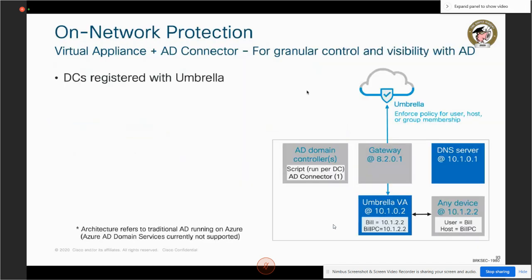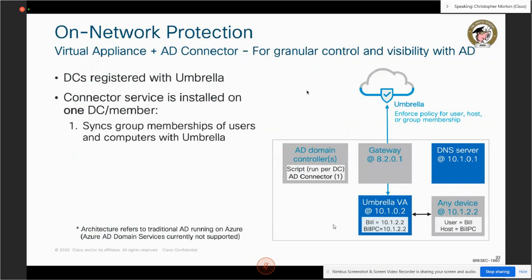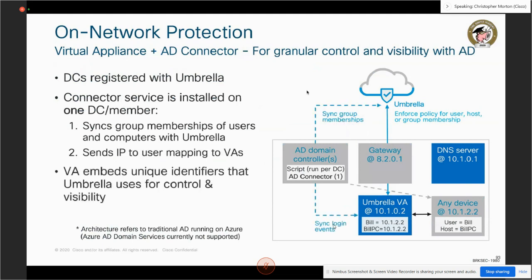So this is looking at the virtual appliance and utilizing an AD connector for granular control and visibility. This is something that I've already alluded to previously: utilizing the virtual appliance, knowing what's in there, and being able to actively sync with your domain controllers to make sure that the right information is being garnered in a request. So we're able to pull the username. We're also able to pull the host name as well.